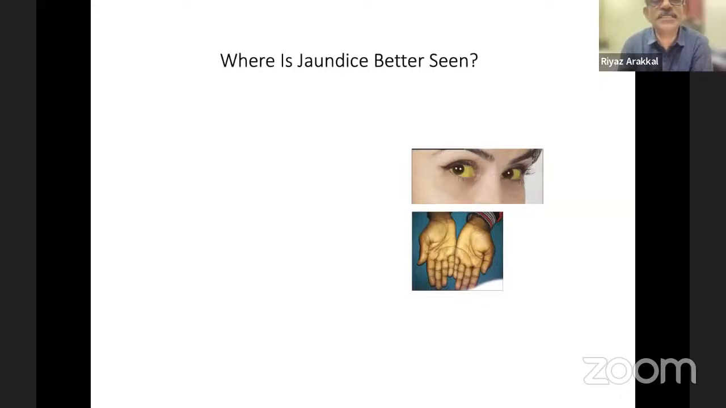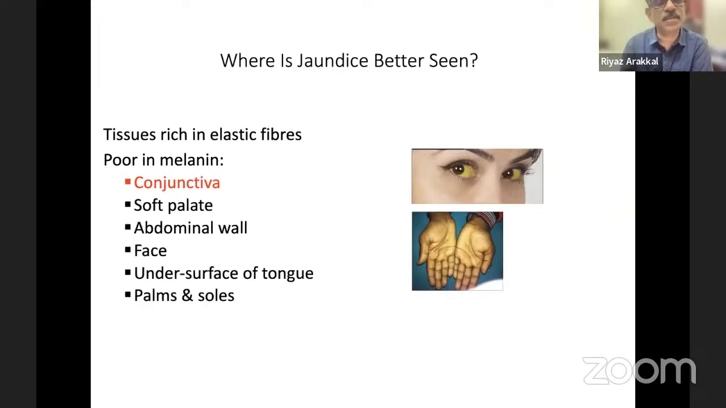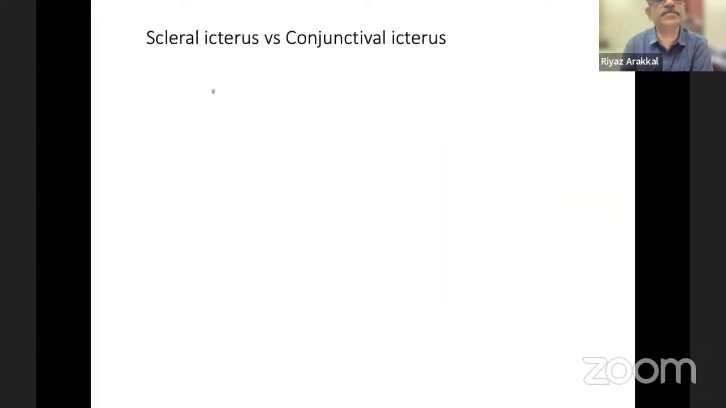Again, where is jaundice better seen? Tissues which are rich in elastic fibers and poor in melanin. There are two aspects: the tissue should be rich in elastic fibers and poor in melanin. Traditionally, we have been teaching students scleral icterus. Is it correct? Actually, it is conjunctival icterus, not scleral icterus. So conjunctiva, soft palate, abdominal wall, face, undersurface of the tongue, palms and soles. I'll tell you why it is conjunctiva and not sclera.